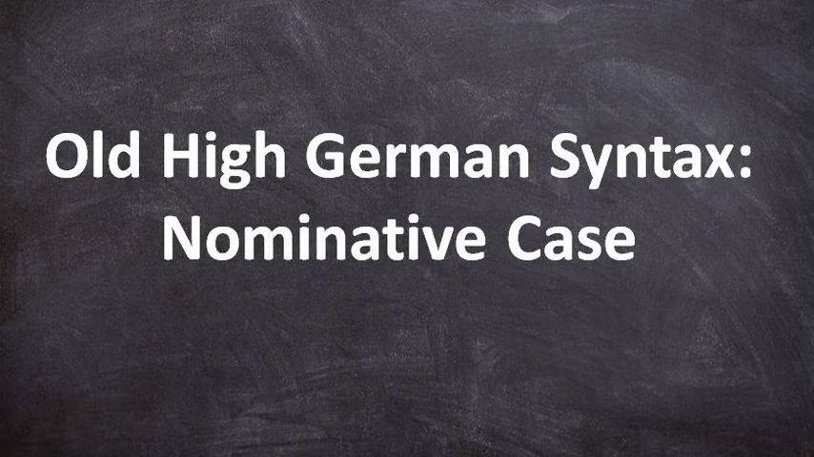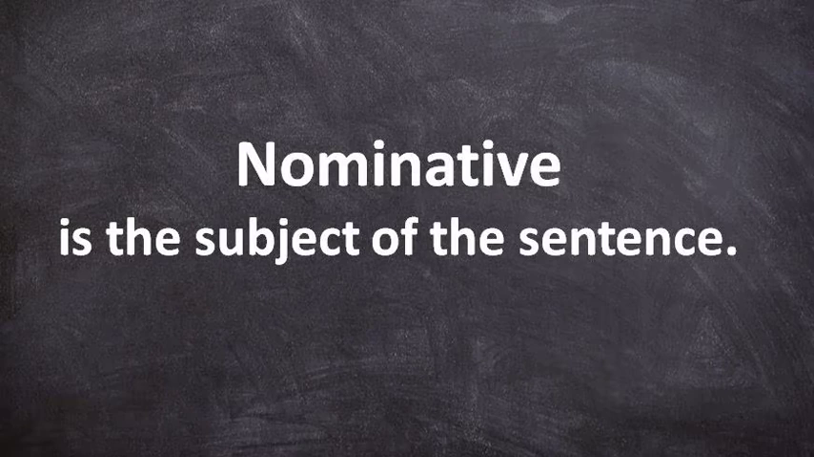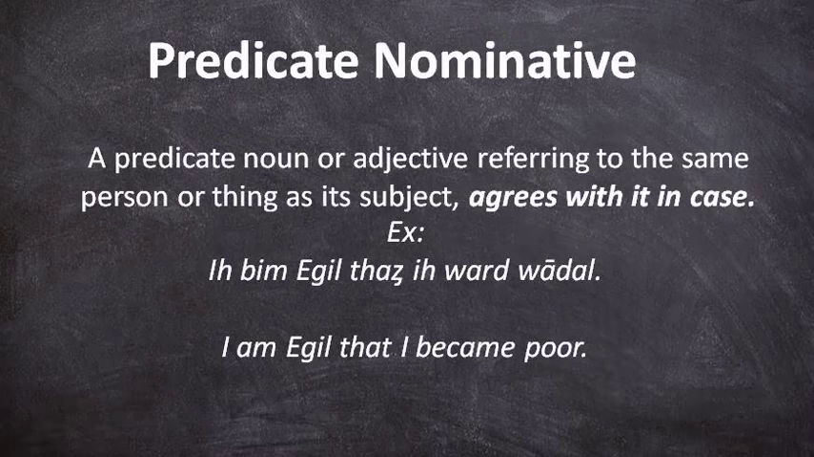Old High German syntax. Nominative case. The nominative, in essence, is the subject of the sentence. To start things off, the predicate nominative. Now, a predicate of itself affirms or states something about something, like a noun, for example.